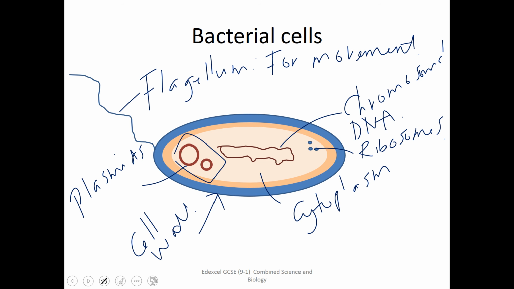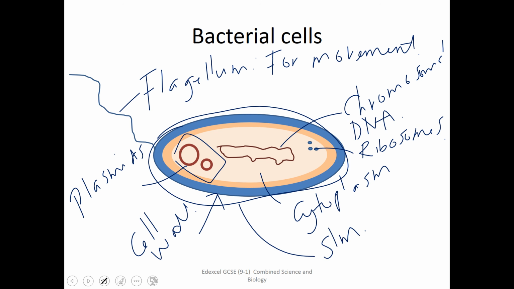And finally, the outer layer of the bacterial cell is known as a slime coat. So this entire outer layer will be called a slime coat. And the slime coat is for protection. However, not all bacterial cells will have a slime coat.